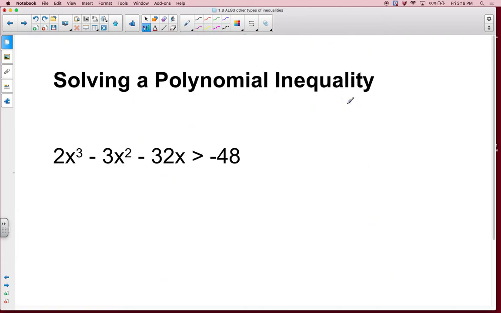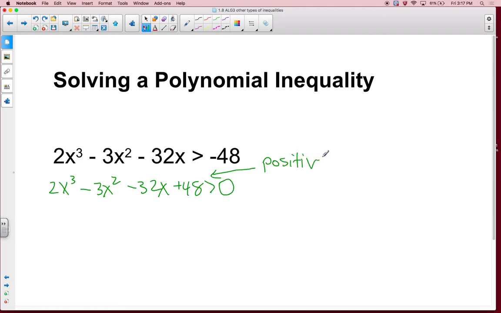Next, we're moving on to cubics. Okay, so first we're going to get everything to one side. So here we go. Then we're going to notice that I'm adding 48 here, greater than 0, meaning we want it to be positive. In the end, our end result will be positive, meaning above your x-axis. So we first are going to start by factoring this cubic. So here we go.